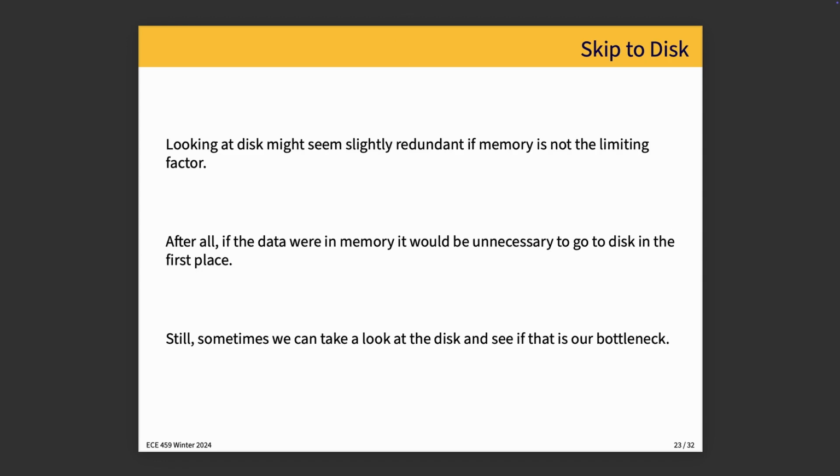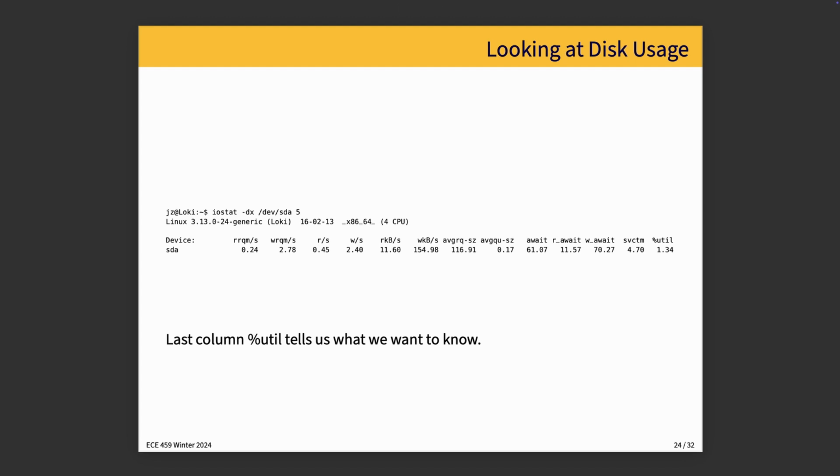All right, so let's take a look at disk. Looking at disk might seem slightly redundant if memory is not the limiting factor, because truly, if all the data were in memory, then we wouldn't have to go to disk at all. But sometimes that is our bottleneck device. In particular, if we're dealing with magnetic hard drives, then we should be worried about this.